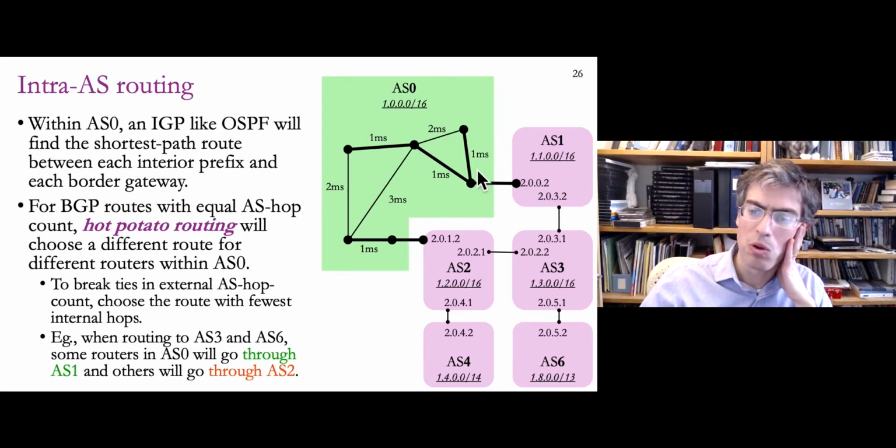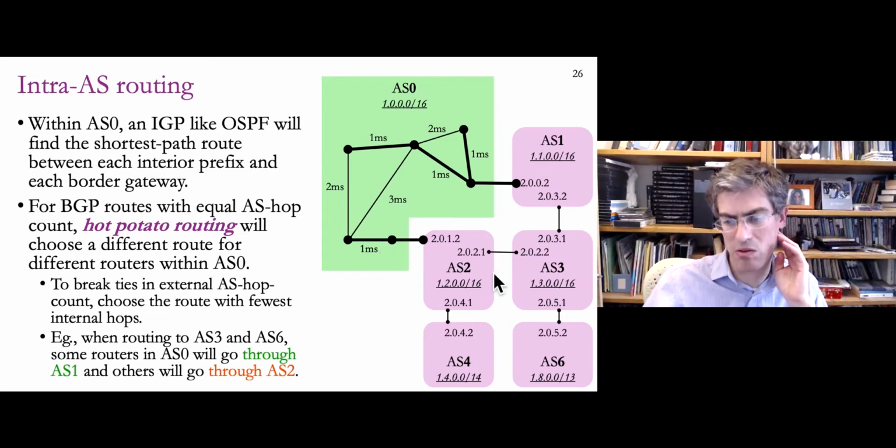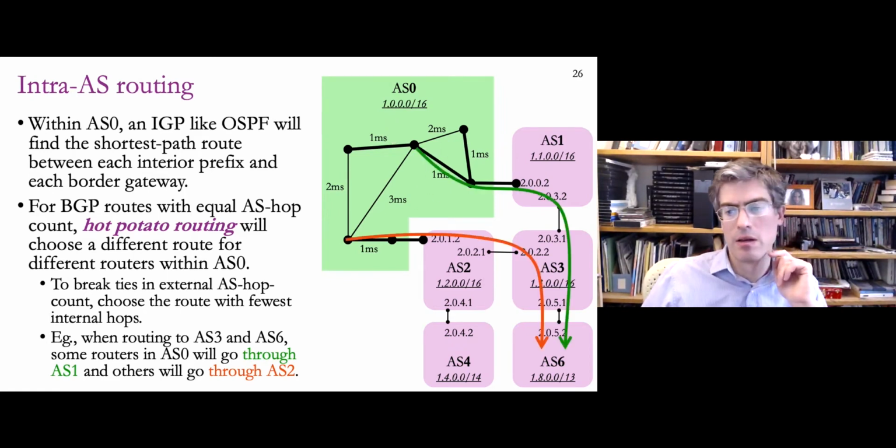So the bold lines here show the shortest path trees for reaching the border gateways. And so the top 4 routers would go right, and the bottom 2 would go down to reach the tied destinations, whether it's 3 or 6 that we're reaching, both of those cases. Okay, so that's how the tiebreaker works. All right, so traffic flowing to these 2 ASs would go along 2 different paths depending on where it's coming from. Okay.